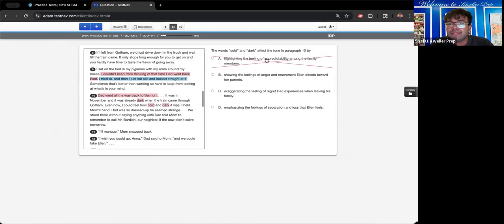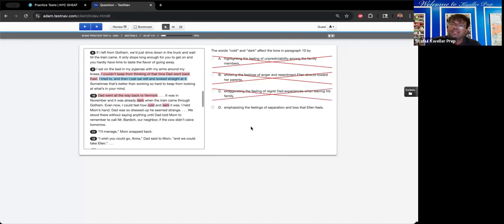Unpredictability, I don't like that. It's not really unpredictability. It's just the fact that she felt sad or empty, lonely, right? And then among the family members, well, it only talks about her, so showing the feelings of anger. There's no anger and resentment. She didn't have any anger and resentment for her dad. She was just more sad that he left. Exaggerating the feeling of regret dad experiences. It doesn't really talk about dad's regret. Maybe if I were to assume, maybe he went back to see his family because he said he's from the East. So his siblings or a parent or something. Not really sure, but I don't see any feeling of regret from cold and dark.